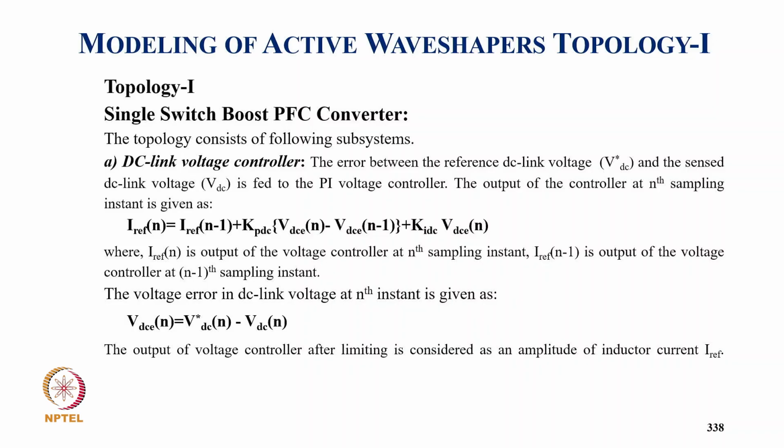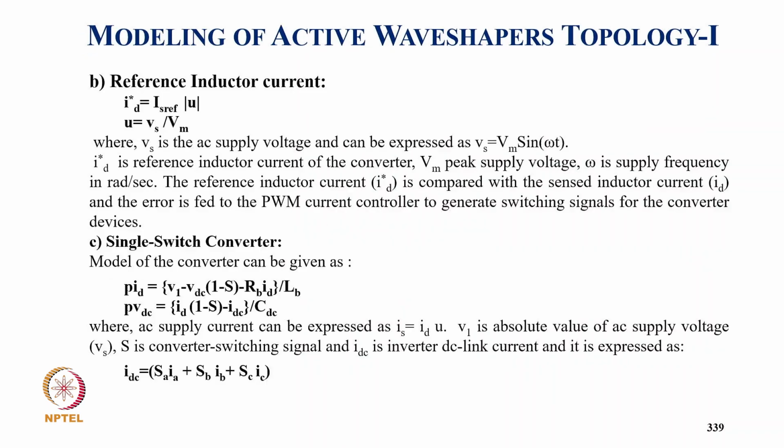The error between the reference DC link voltage and the sensed DC link voltage is fed to the PI controller. The output of the sampling instant is I reference n equal to I reference n minus 1 plus KPDC into (VDC error n minus VDC error n minus 1) plus KI VDC error n. I reference n is the output of the voltage controller at the sampling instant, and I reference n minus 1 is the previous output. The voltage error in the DC link is VDC error equal to VDC star minus VDC, and the output of the voltage controller after limiting is considered as the amplitude of the inductor current I reference.